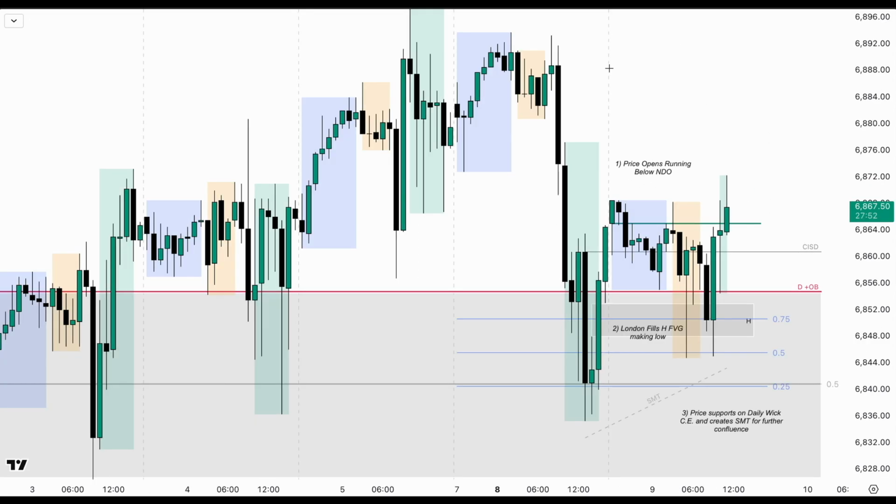All right, coming into the day, looking at the overnight price action, you can see right here Asia opened and ran lower. London came down and touched back into this daily order block right here. What do we see? We see that we filled this hourly fair value gap, making this low right here in London, and this low right here also coincides with the daily consequent encroachment of the daily wick.